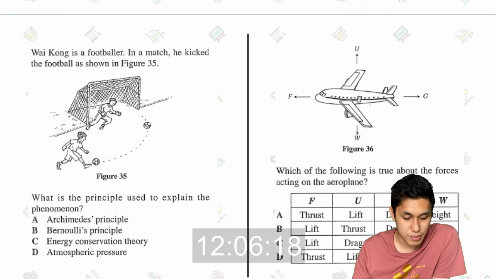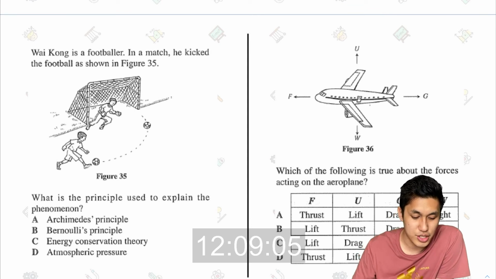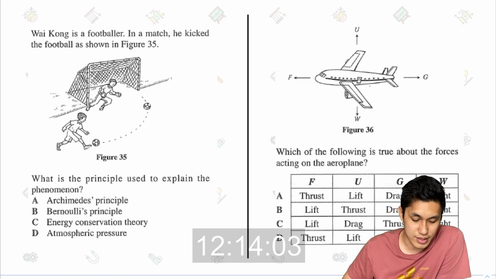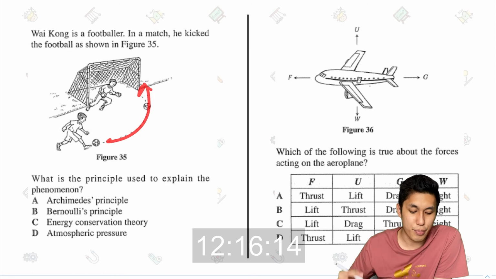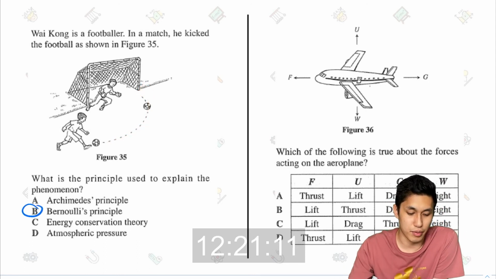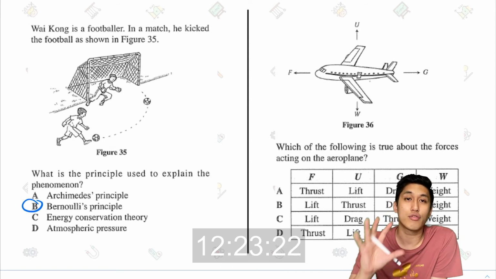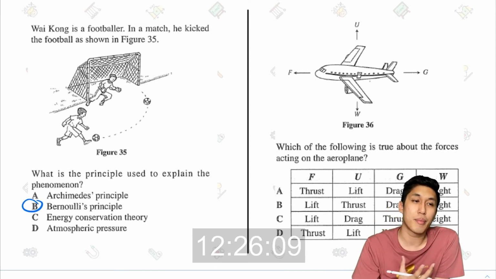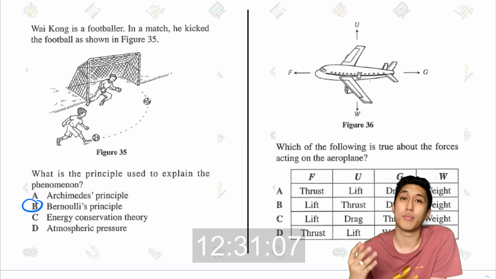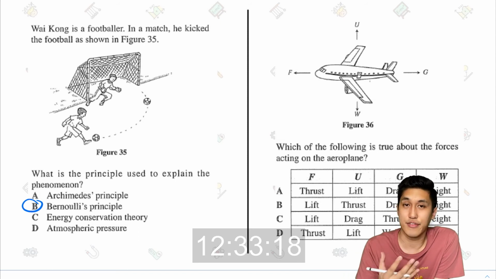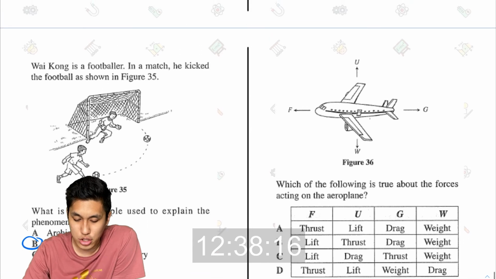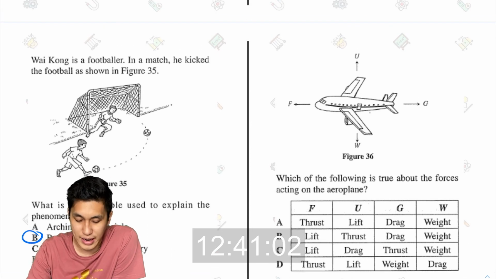Next, what is the principle? Wai Kong is a footballer. In a match, he kicked the football as shown in figure 35. Well, you can see that the ball here is being curved. So the principle to explain this phenomenon would be Bernoulli's principle, right? If you kick the ball and the ball spins, one side of the ball would experience a higher velocity of air and the other side would be slower, and this will cause a difference in pressure, which will cause a net force.